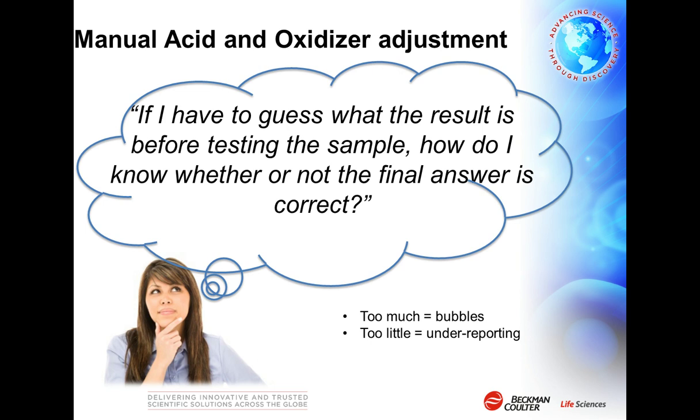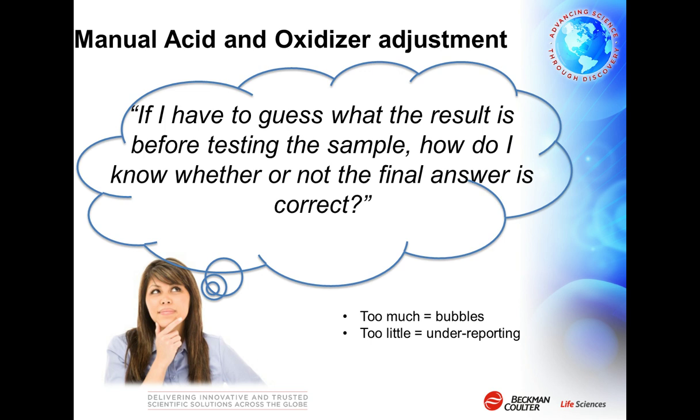Now that might seem obvious, but in some TOC analyzers, particularly those using a carbon dioxide permeable membrane as part of the measurement process, the users have to guess how much persulfate to add. In other words, they need to know the level of TOC present in the sample before they carry out the analysis. But how can they know that?